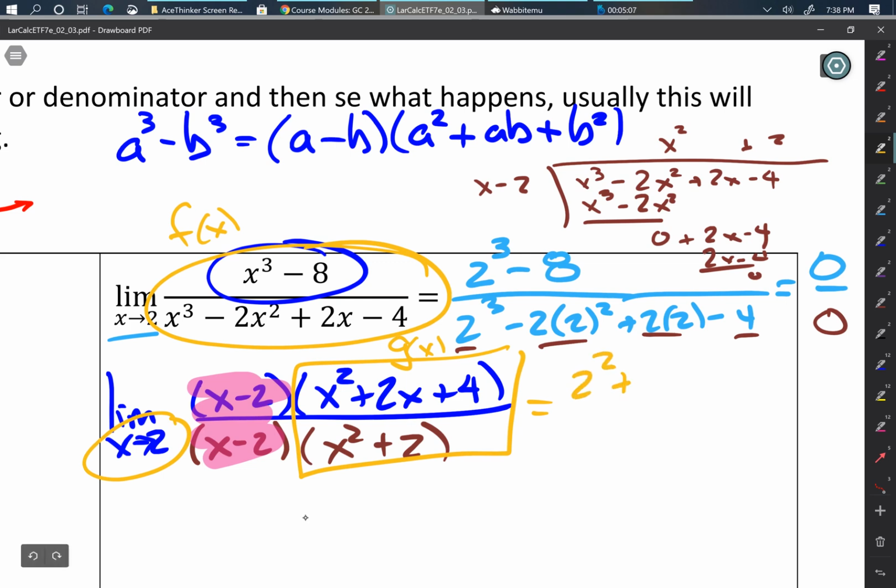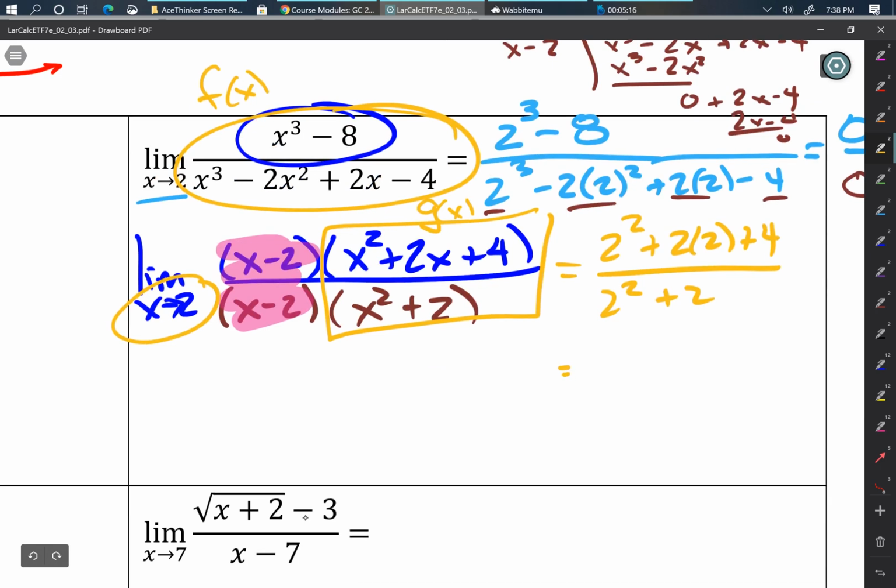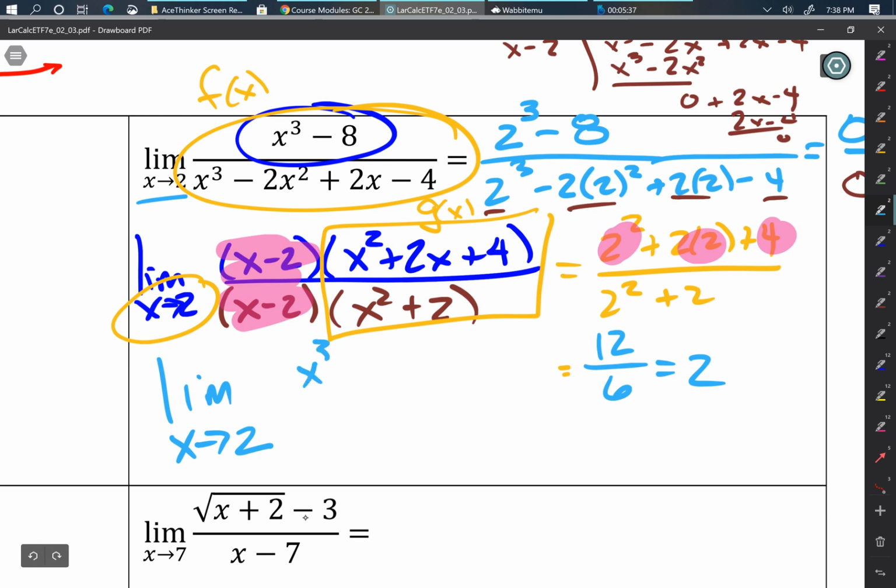And so we get 2 squared plus 2 times 2 plus 4 over 2 squared plus 2. 2 squared, that's 4. So we get that's 4, that's 4, that's 4. So that numerator is 12. Our denominator is 6. And we end up with 2. And so we get that the limit as x approaches 2 of x cubed minus 8 divided by x cubed minus 2x squared plus 2x minus 4 is 2. That's not too bad.